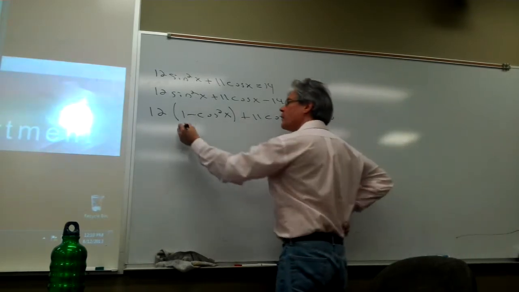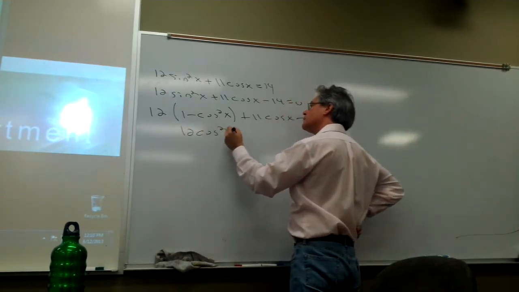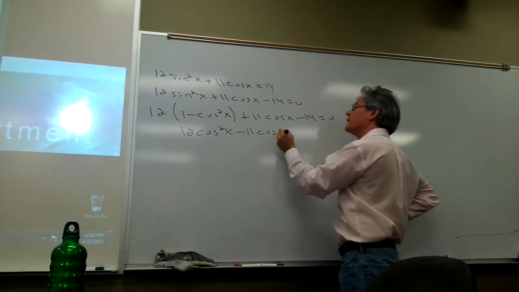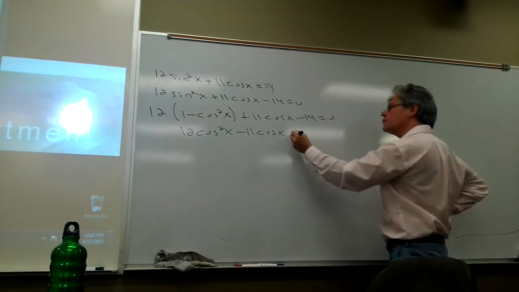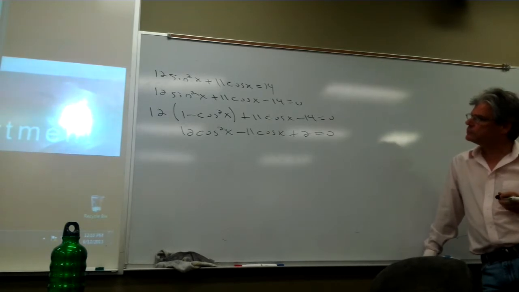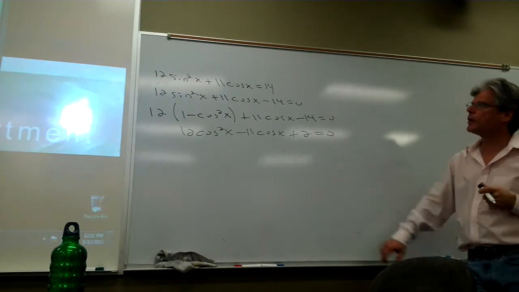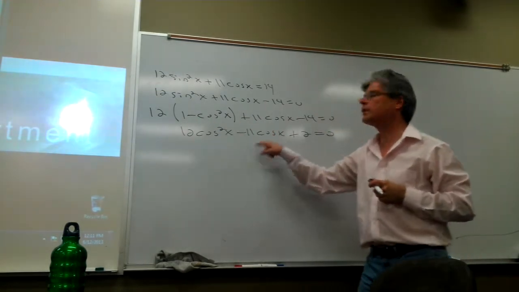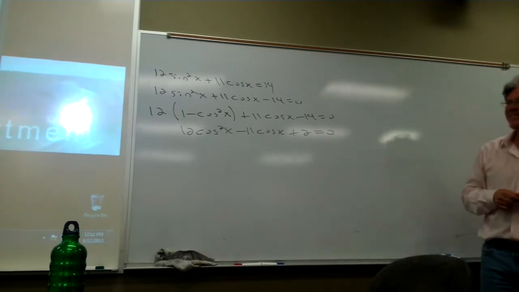Does that give me 12 cosine squared of x minus 11 cosine of x? Is that a positive 2? Minus 2. Yeah, minus 2. Isn't it 12 minus 12? 12 minus 14 would be negative 2. Oh, I know, but I wanted a positive leading coefficient. I just changed every sign. Oh. Is that okay?